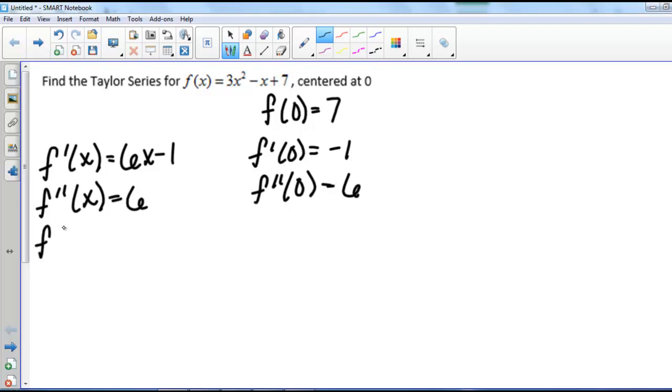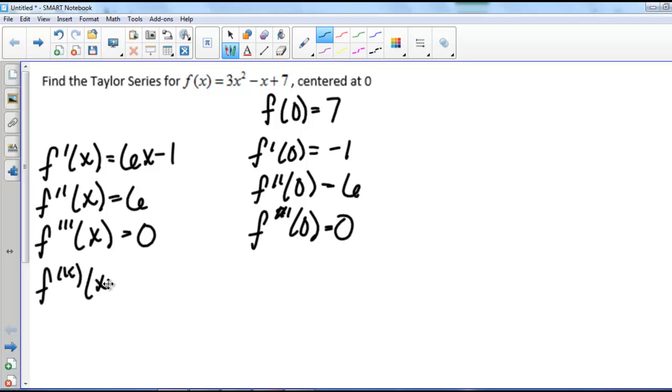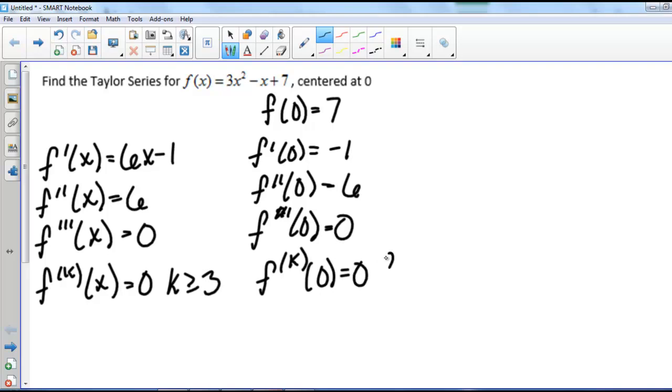And then we find that the third derivative of f gives 0, and f triple prime of 0 is 0. And of course, once we get to a derivative that's 0, it's going to be 0. So the kth derivative of f for all k greater than or equal to 3 is going to be 0. And if we find the derivative of any of those kth derivatives at 0, we'll get 0 for k greater than or equal to 3.